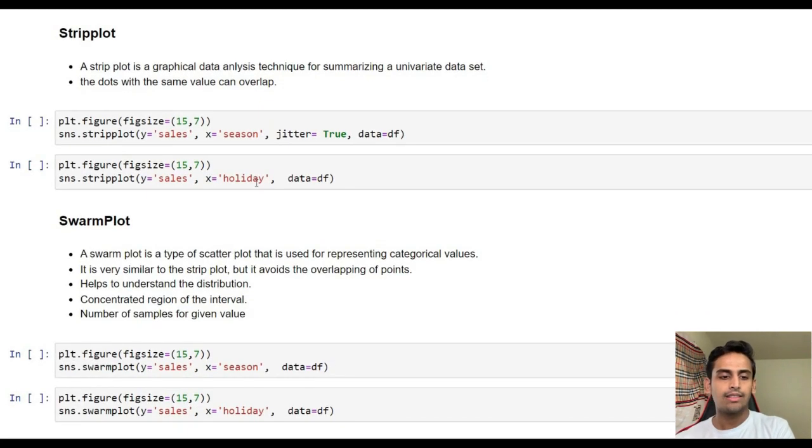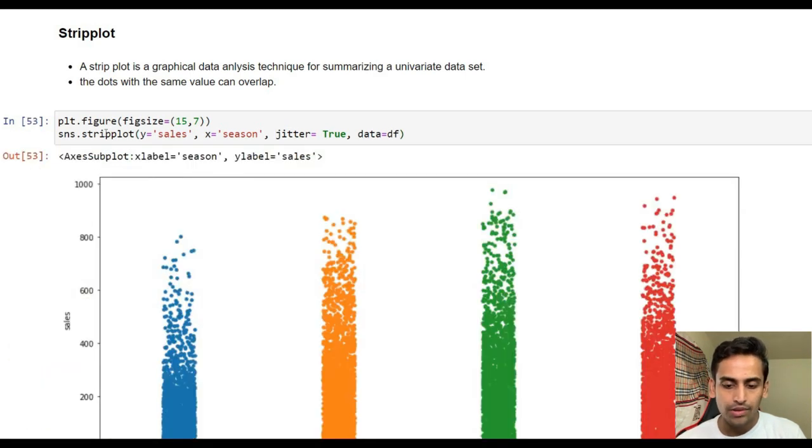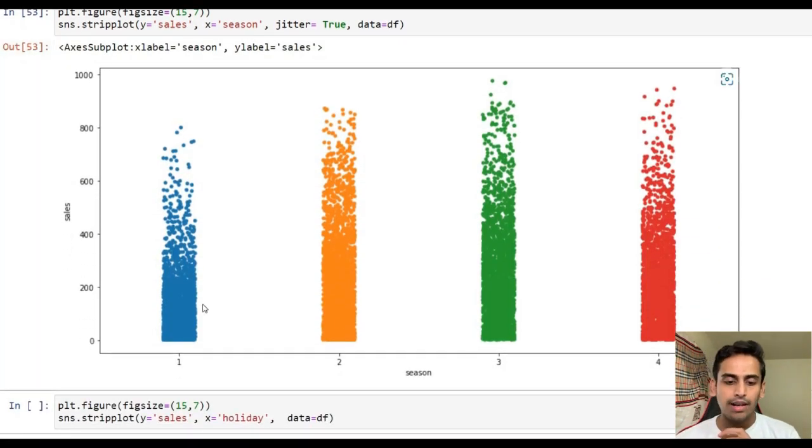And now the next plot is a strip plot. So strip plot is a graphical data analysis technique for summarizing a univariate data set. Univariate. And these dots can be overlapped. So let me run it. So the function is strip plot. On x-axis I'm plotting season. On y-axis I'm plotting sales and data equal to year. So what it is telling me is that whenever you see a lot of overlapping or more concentration happening, that is our sweet spot for that particular month.